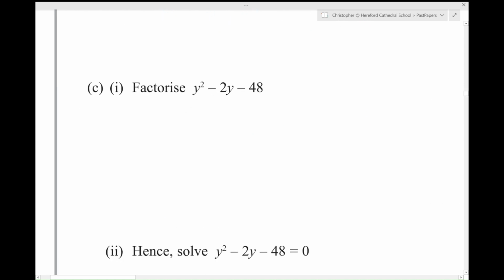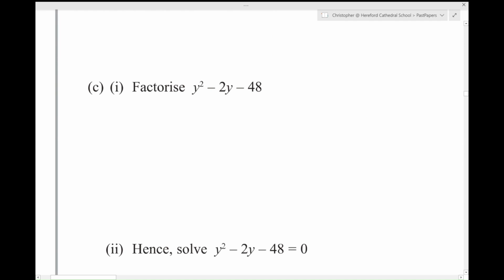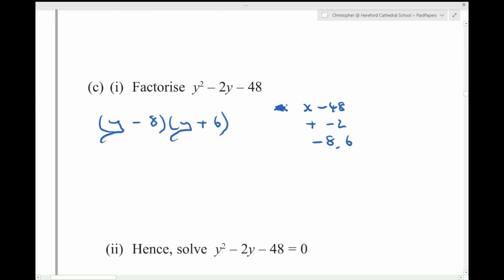Factorise this fully. Well, I'm going to look for two numbers that multiply to minus 48 and add to minus 2. Okay, so that's going to be minus 8 and plus 6. So my factorising is going to be y minus 8, lots of y plus 6.